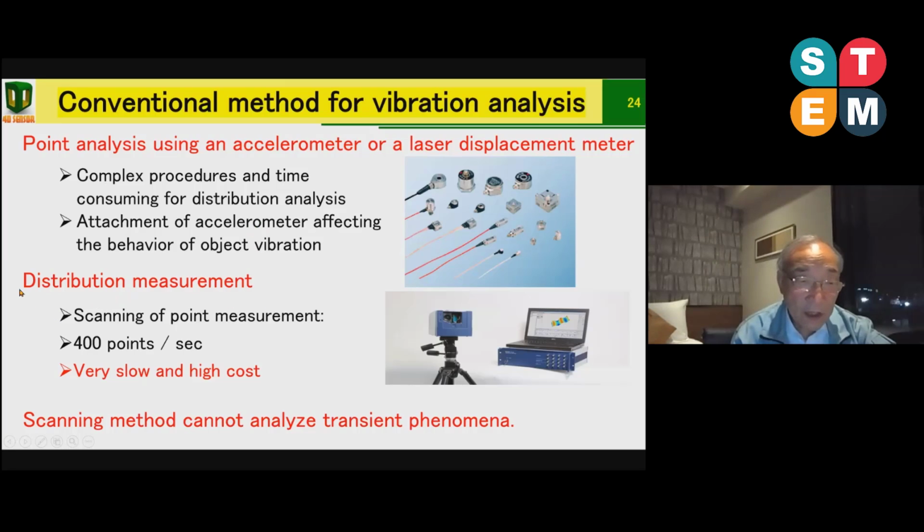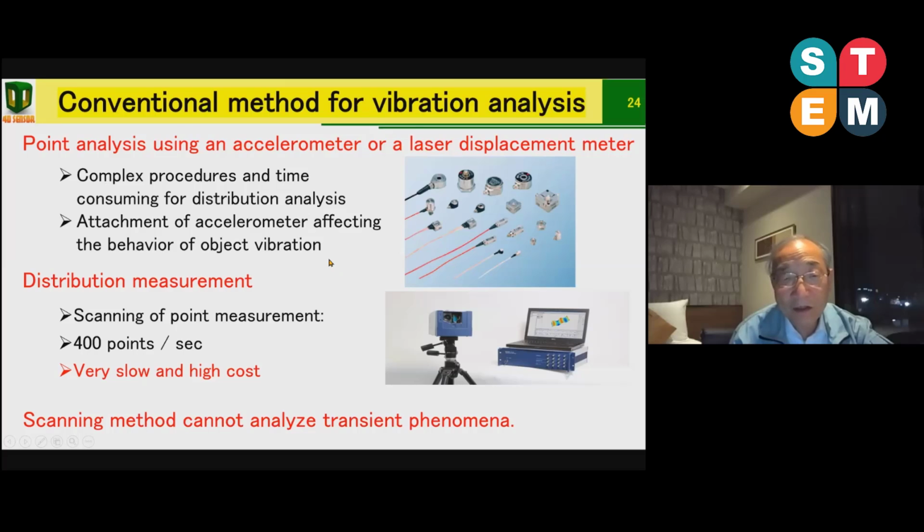And here is a distribution measurement system. It scans the points, but the speed is not so high, only 400 points per second. It's very slow, and the cost is very high, a very expensive system. And the scanning method cannot analyze transient phenomena.